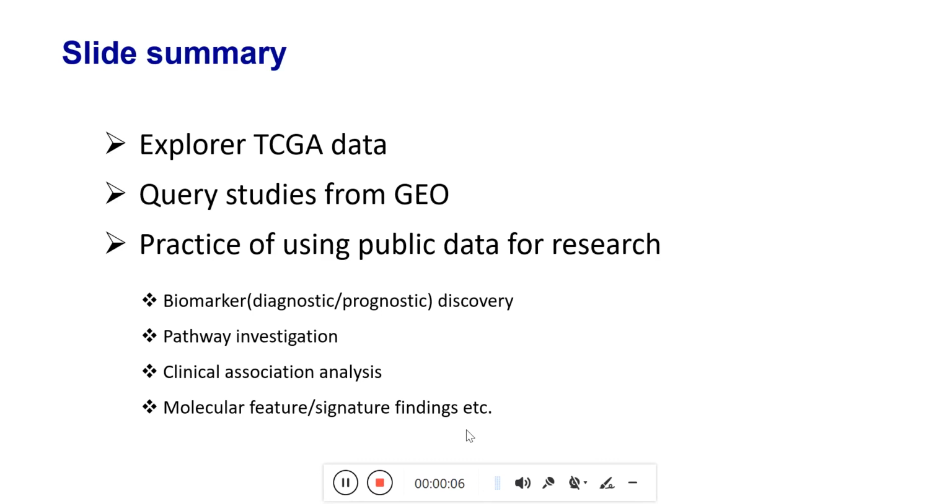This slide includes three parts. The first one is to explore the TCGA data using cBioPortal or the UCSC Xena browser. The second one is to query studies from GEO, and we will give you a demo. The third one is some practice of using public data to generate figures for your paper.